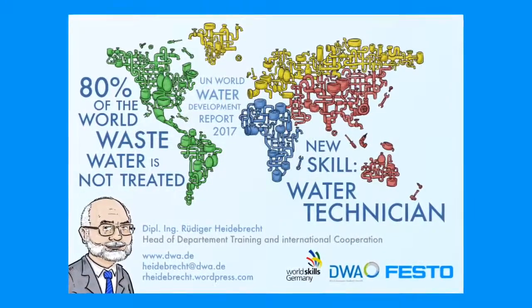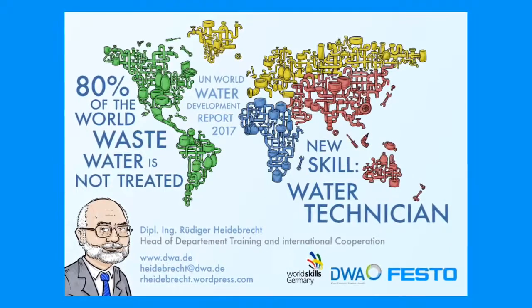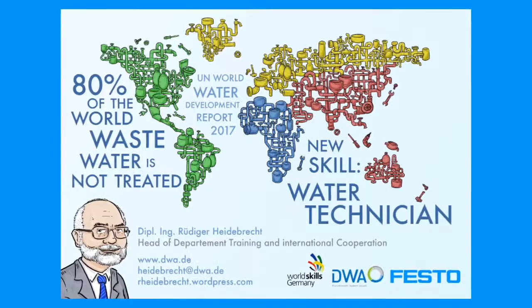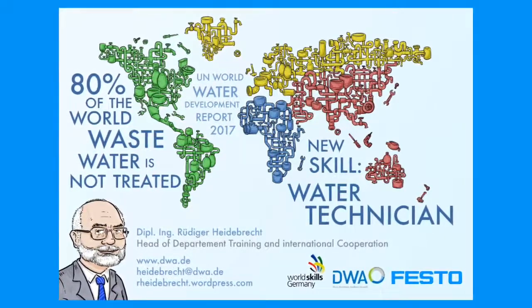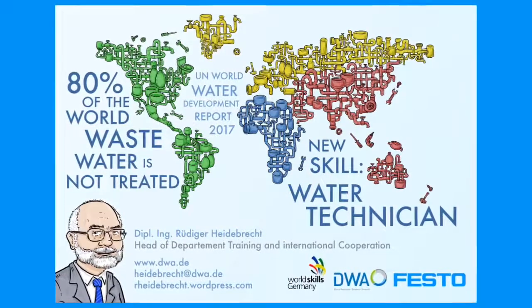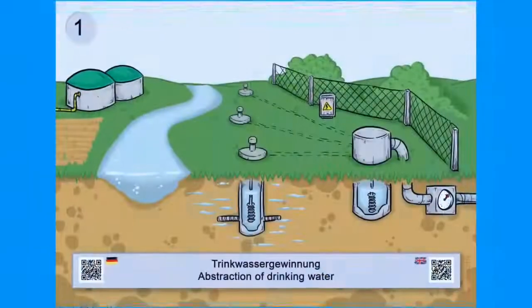My name is Rüdiger Heidebrecht. I'm working for DWA, the German Association for Water, Wastewater and Waste. I'm head of the Department Training International Cooperation and I'm supporting training in many countries worldwide and in Germany. 80% of the world's wastewater is not treated. There's much to do, so let's start.